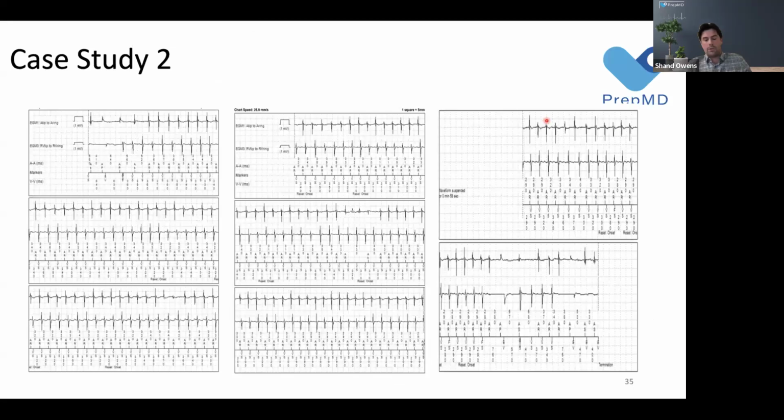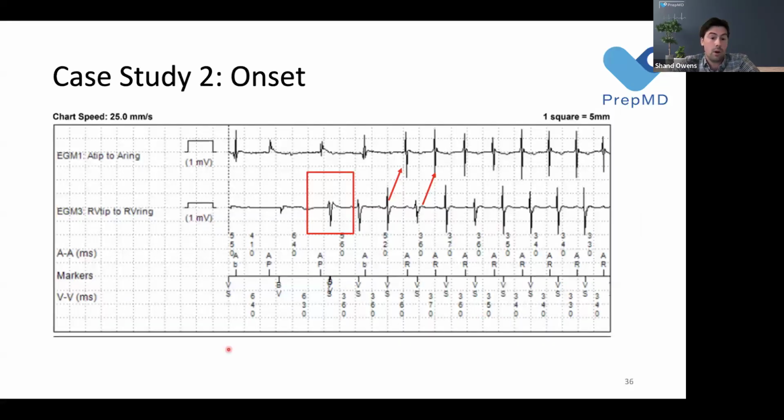All right, so case study number 2, it's a 44-year-old man with congenital heart defects and also a Lyme disease exposure. And this is a dual chamber Medtronic ICD. So this highlights the importance of looking at the onset and termination of episodes. Over on the left-hand side, we have the onset. We've got the meat and potatoes of the episode in the middle. And then on the right side, we have the termination.